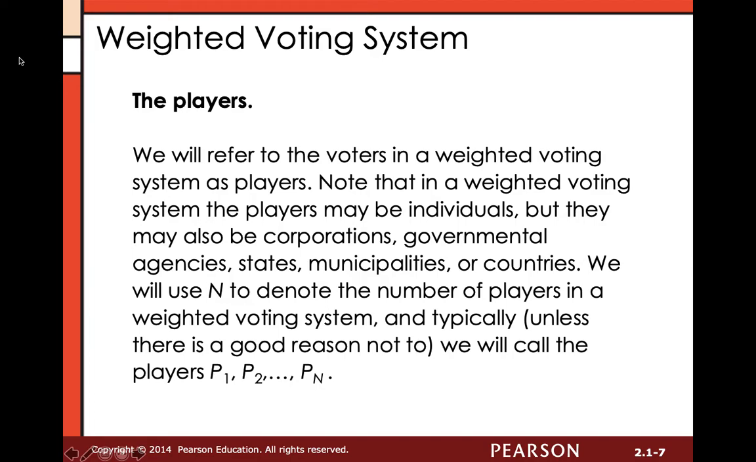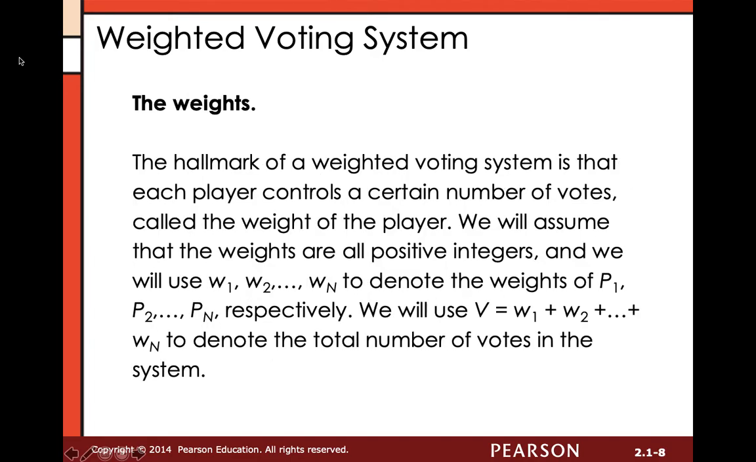And typically, unless there's a good reason not to, we're going to call the players P1, P2, all the way up to Pn for however many we have. Element number 2 is what's called the weights. So the hallmark of our weighted voting system is that each player is going to control a certain number of votes, which means that they're not necessarily all going to be equal. Those are going to be called the weight of the player.